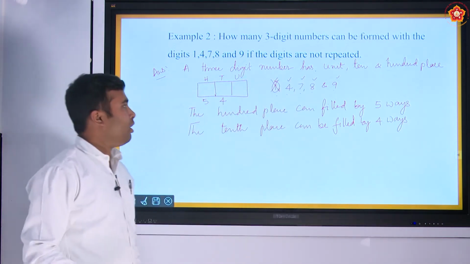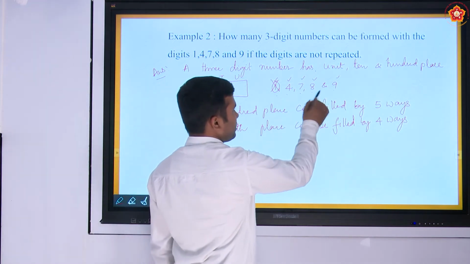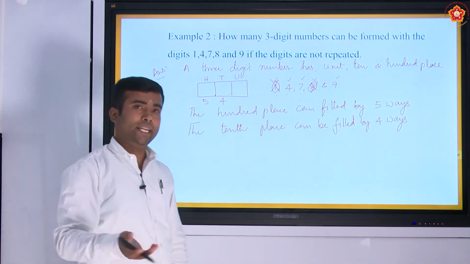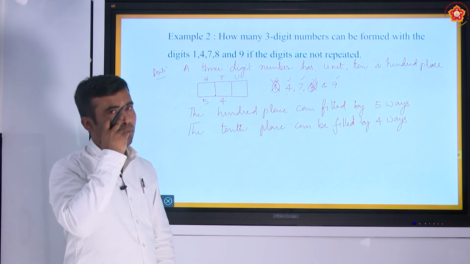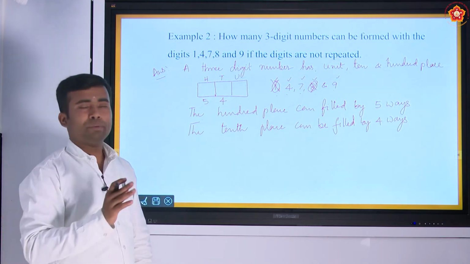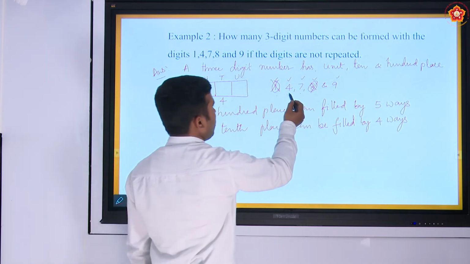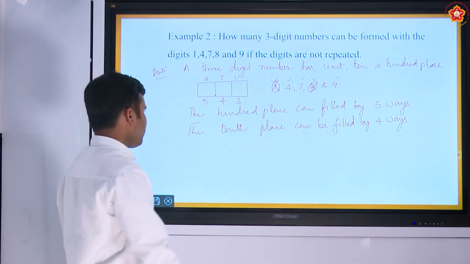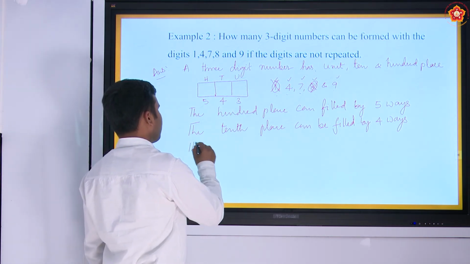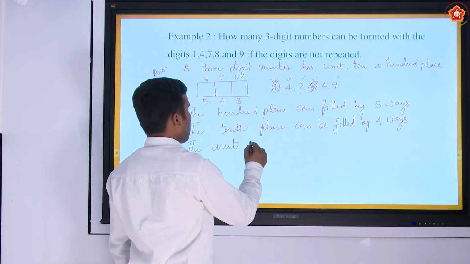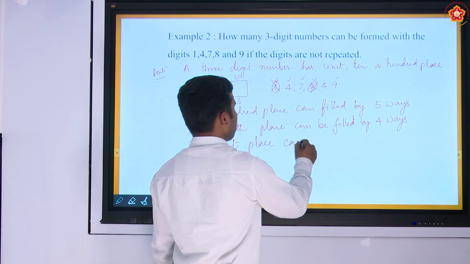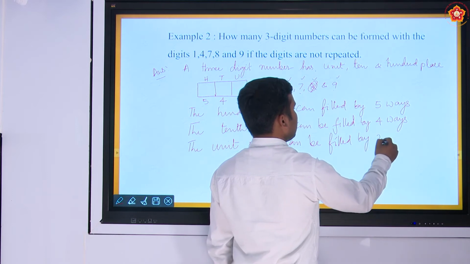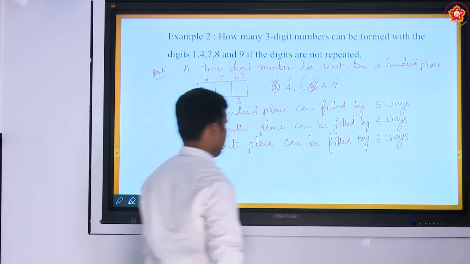Okay. Now, any of these 4 digits is removed. Say 4 is removed, 7 is removed, 8 is removed or 9 is removed, but any one digit is removed. Now, how many digits are left? We have 3 digits left, 1, 2, 3. So the unit place can be filled in 3 ways.